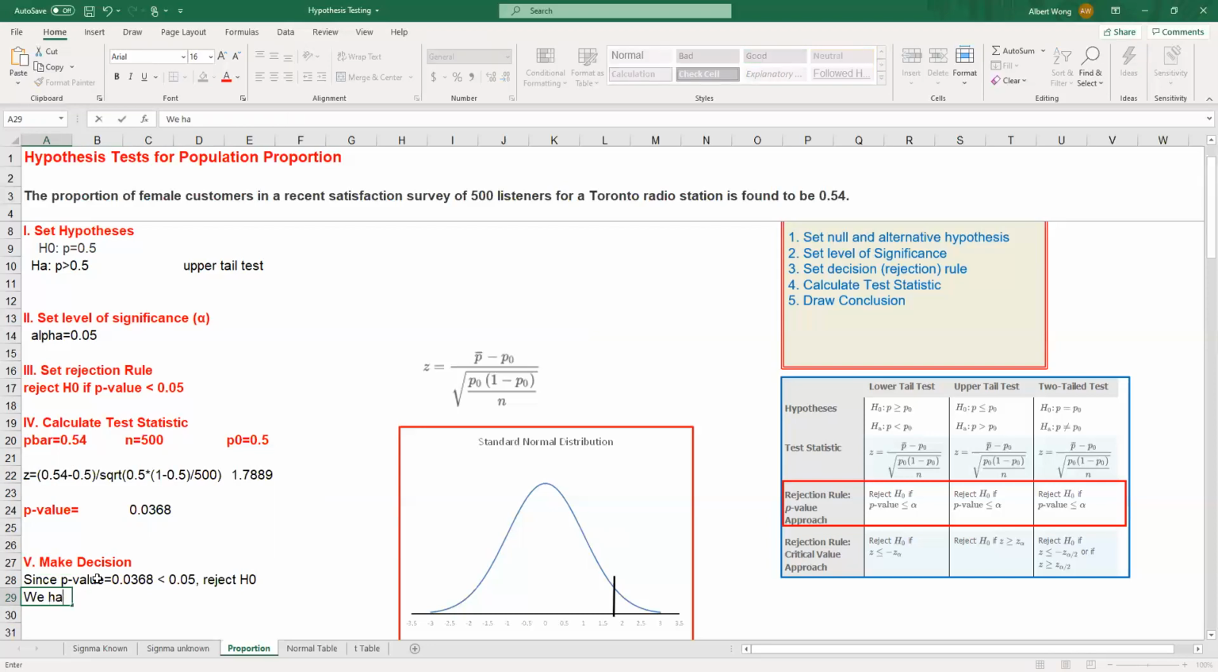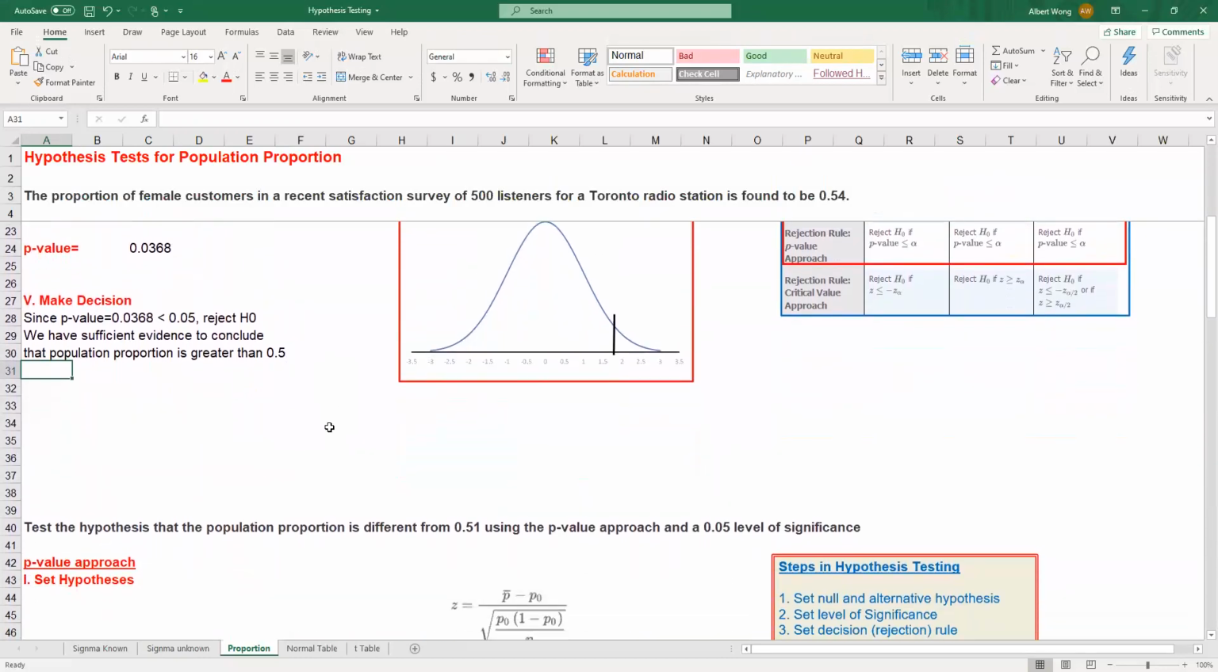So we say we have sufficient evidence to conclude, and the conclusion is always about the HA: the population proportion is greater than 0.5. That's how you do it. With the exception of the formula, everything is the same as before, and in this case you're back to the normal table.